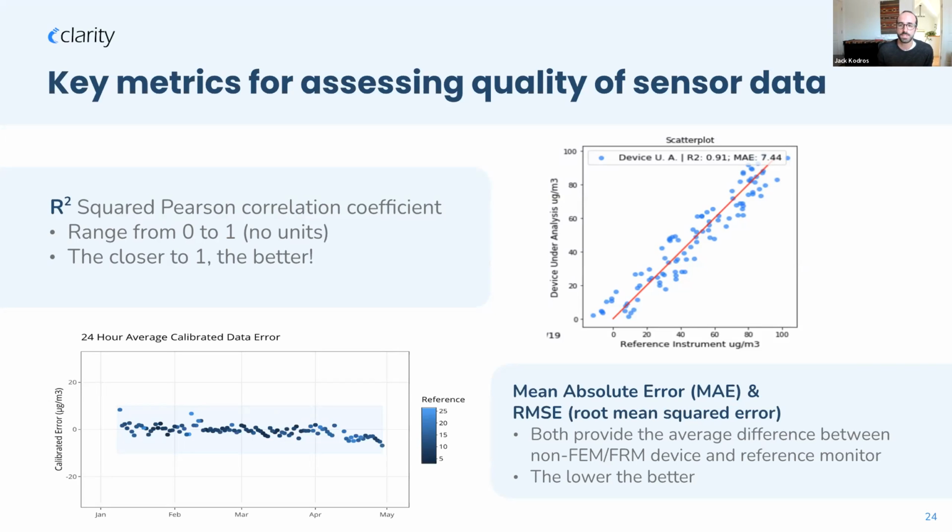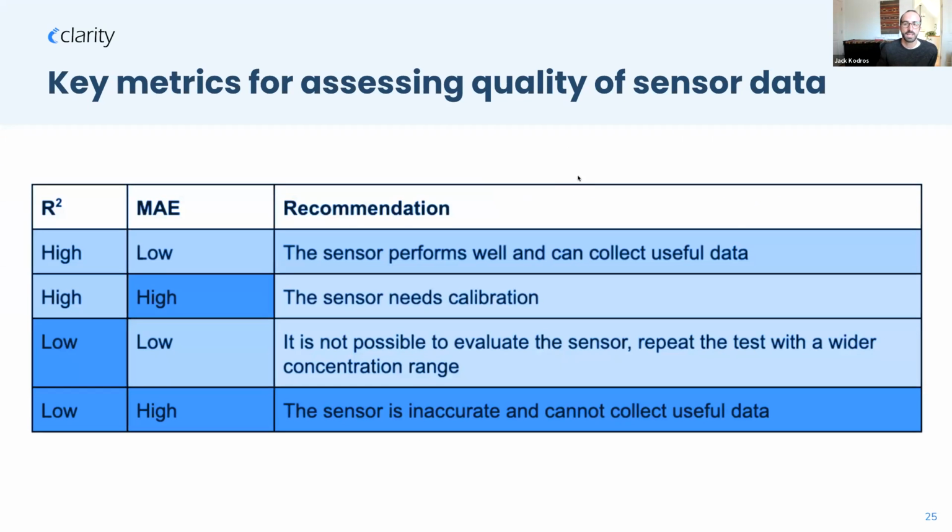If you have a mean absolute error of 0, that means on average, your errors are 0. Root mean squared error is something that often comes up as well. There are subtle but important differences between the mean absolute error and the root mean squared error, but they get at the same thing. These are both describing the average error of the low-cost sensor.